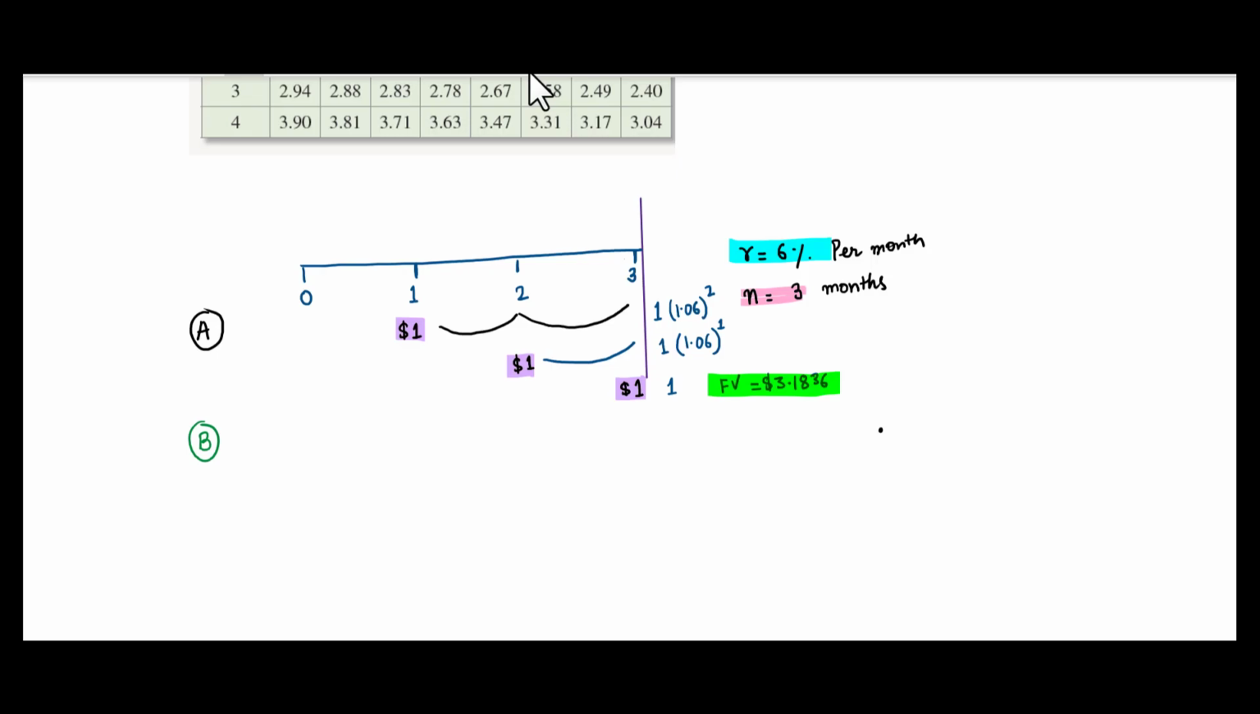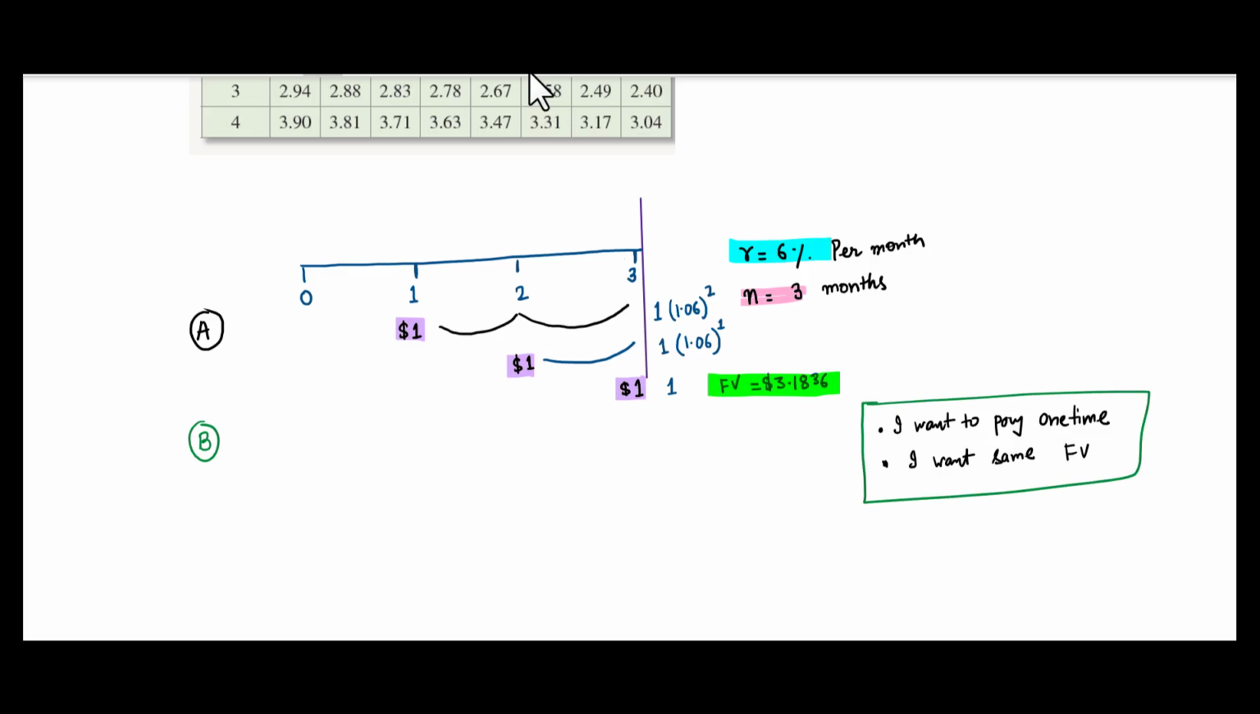Now the condition of this person B is that he can't do each month installment, so he wants the same future value. So he wants to pay one time, and at the same time he wants the same future value. The third condition you can also add is that he will pay in the starting. When you say starting, it means at this point in time.